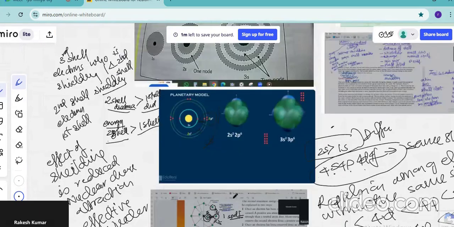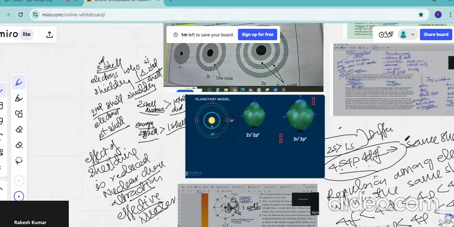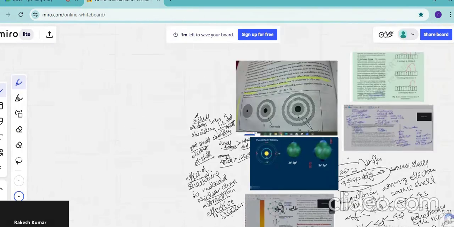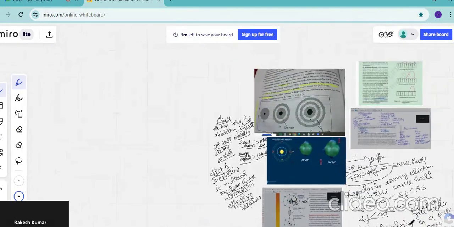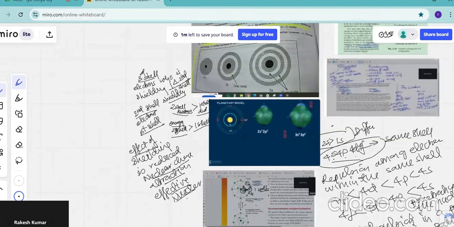So what is the order? The third shell is shielded by the first and the second shell. The second shell is shielded by the first shell. What is the effect of the shielding? The effect is that there is a reduced nuclear charge attraction, or effective nuclear charge. Even amongst the shells, there is an effect of shielding. So that is dependent on which is closer to the nucleus.